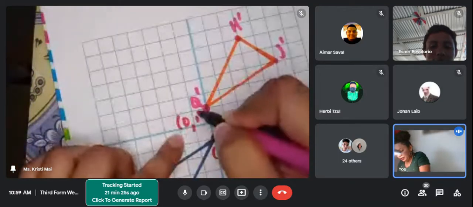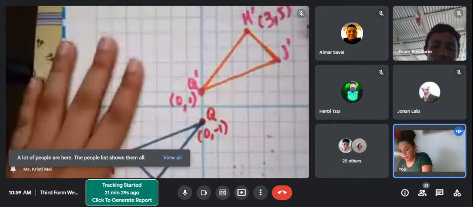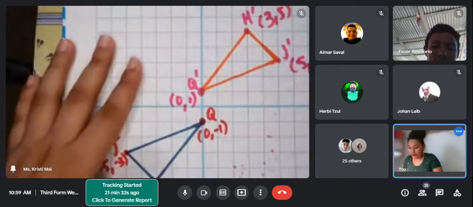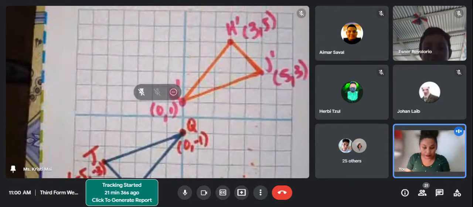Q1 was 0, 1. H1 was 3, 5, and J1 was 5, 3. Those were the coordinates of the new one.